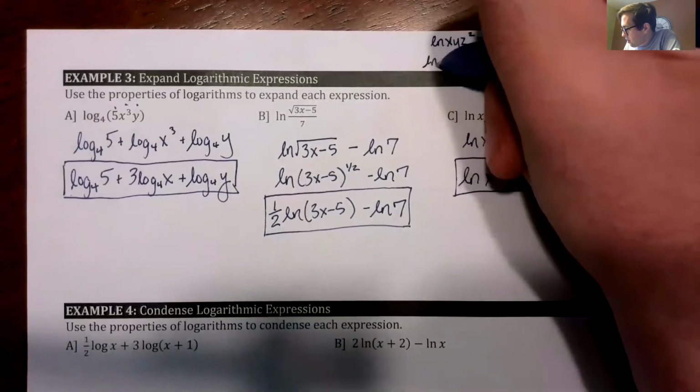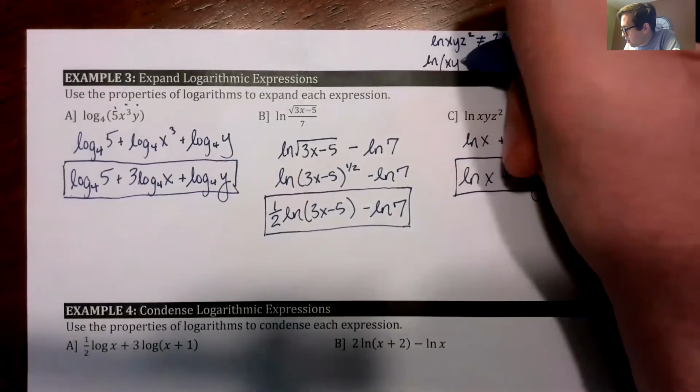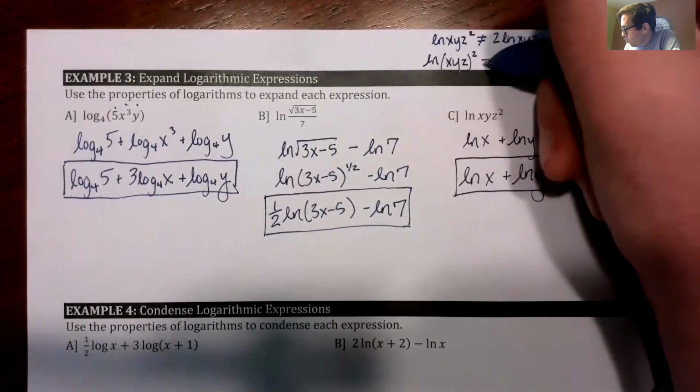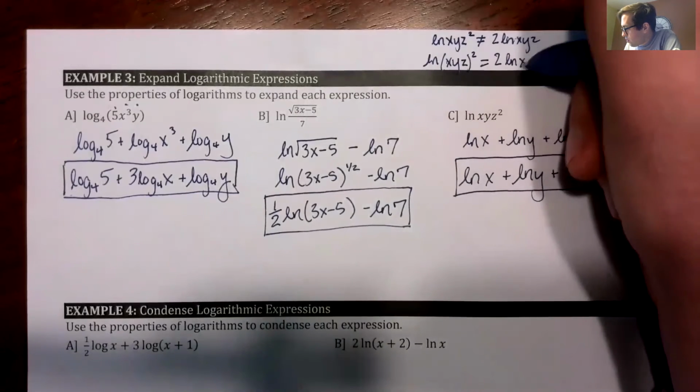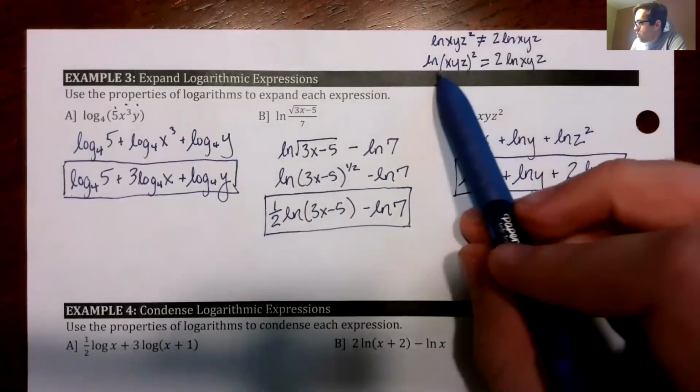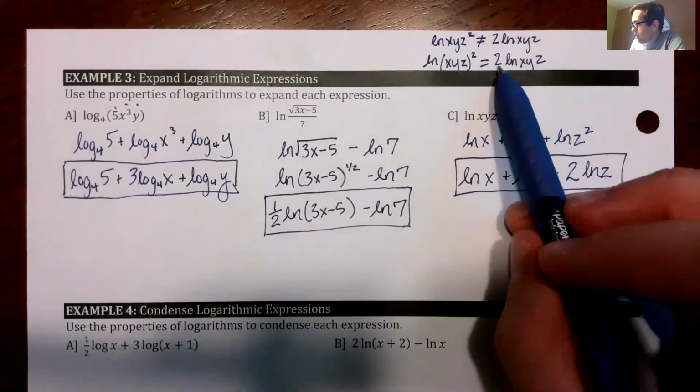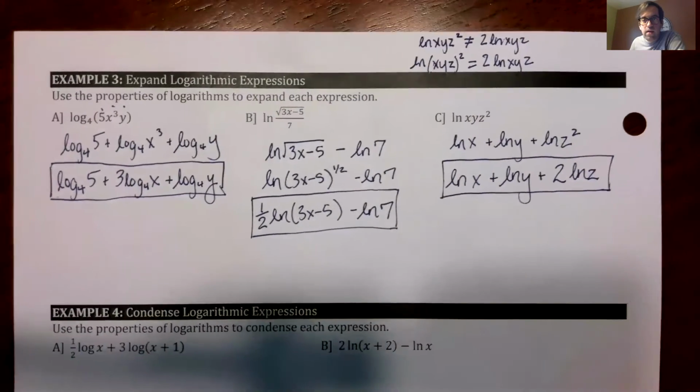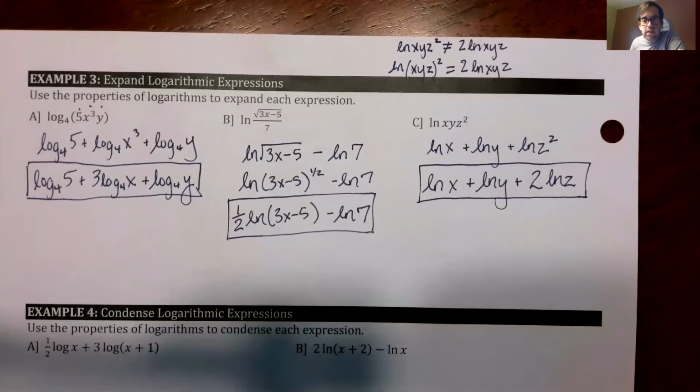But if it was this way, then it would equal this, because if the whole thing is squared, then you can bring the exponent down in front. All right, so that's what we got for that one.